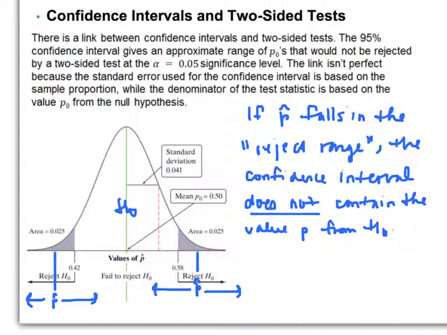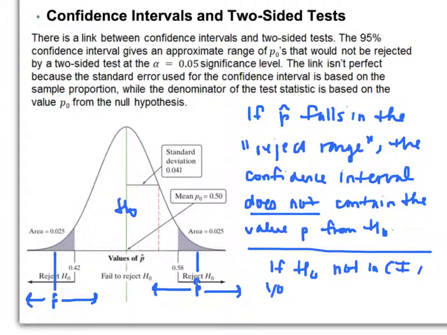Okay, so what you can do again, instead of doing a two-sided test, you could just compute a confidence interval. And if your confidence interval does not contain the null, then that means your null is not a plausible value, meaning you can reject the null. Okay, so that's what that means. If H0 is not in your confidence interval, you can reject it because it's not a plausible value. This only works for two-sided tests because that's how confidence intervals work.